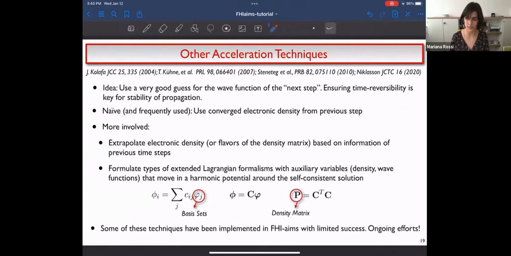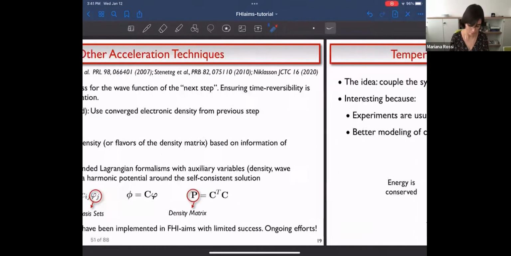I want to mention so far that some of these techniques have been implemented in FHI-aims, but with limited success, so they are not the default in the code right now, but there are ongoing efforts, and probably something of one of them will be there quite soon.